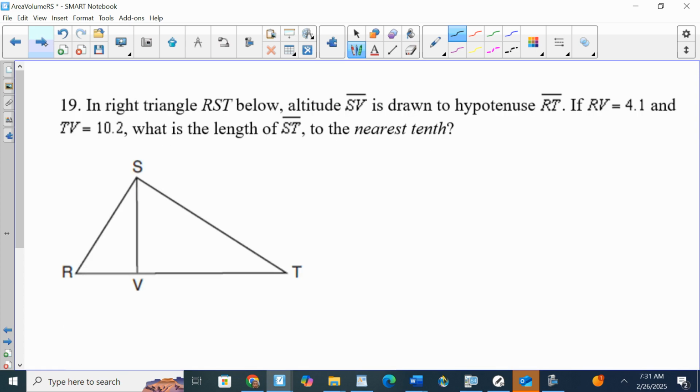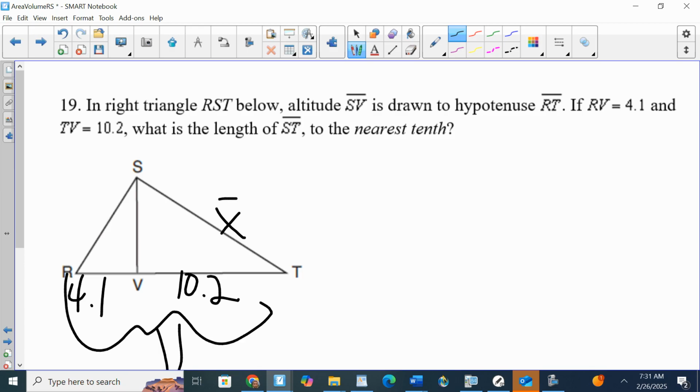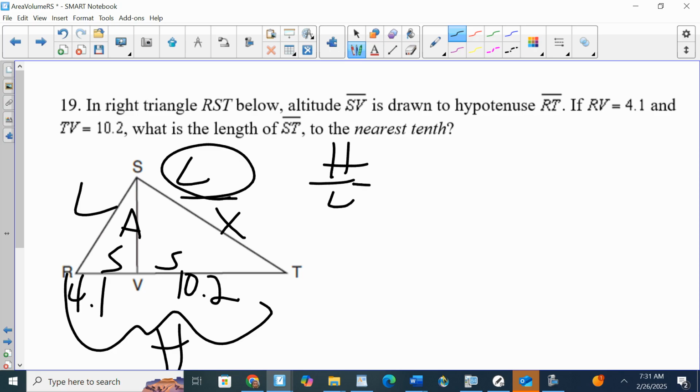We got some Hill Sass. I really hope at this point in the year you recognize this picture. That's asking for S and T. There's an L involved. This is Hill Sass. There's an L involved. Hill's H is the whole bottom, which is 14.3.